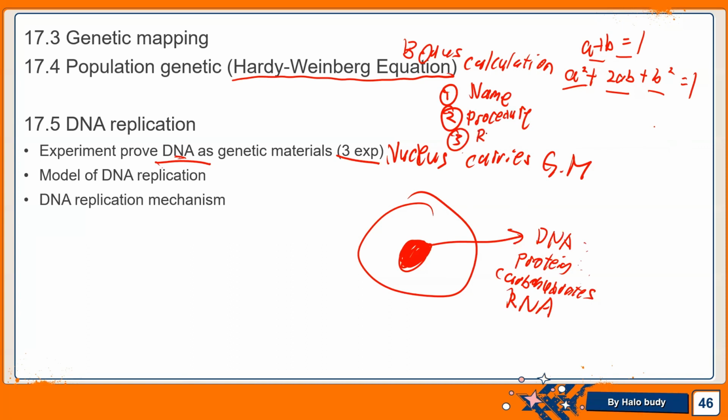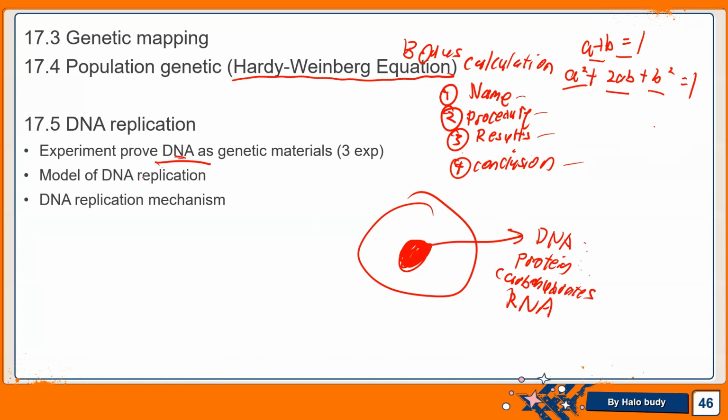And next is the result of the experiment. Result of the experiment you have to know. Okay, then you have to know the conclusion. Apa conclusion mereka buat? Kenapa nak sampai ada 3 eksperimen? Actually one experiment is already enough if you want to prove DNA as the genetic material. But the history, yang previous scientist mereka buat sampai 3 eksperimen. So you have to know these 4: name, procedure, result, and conclusion.